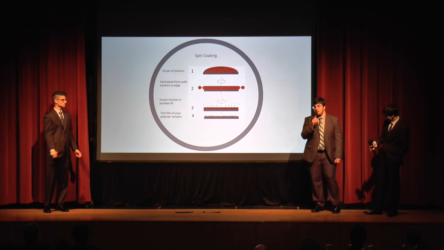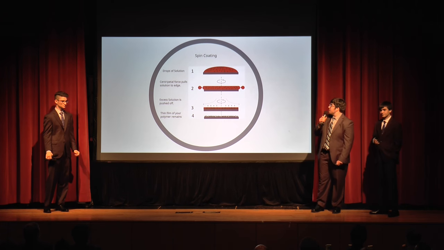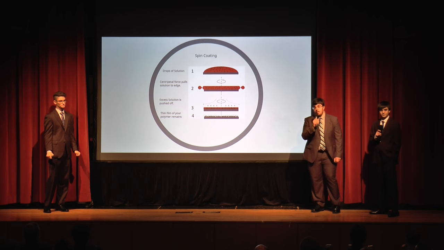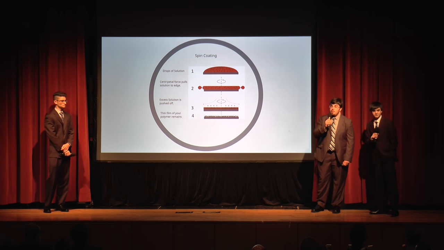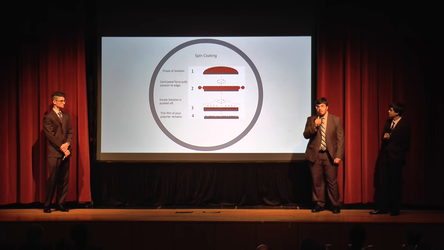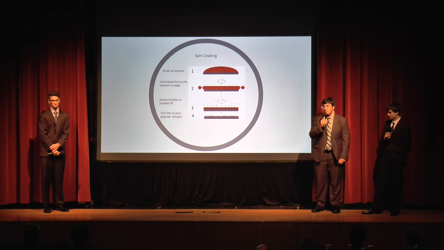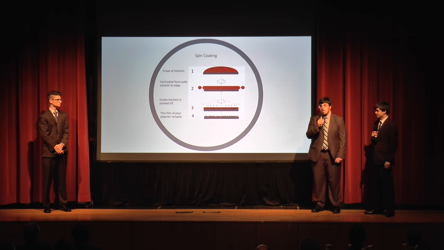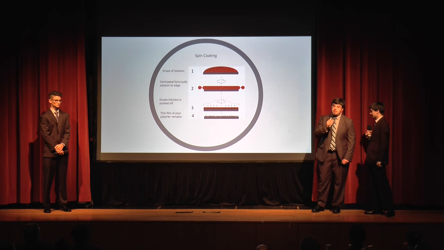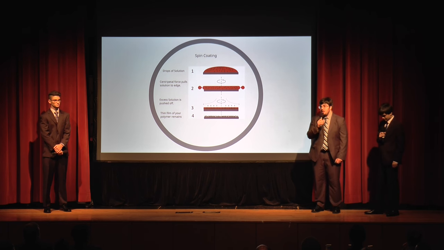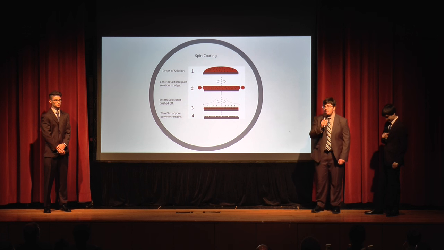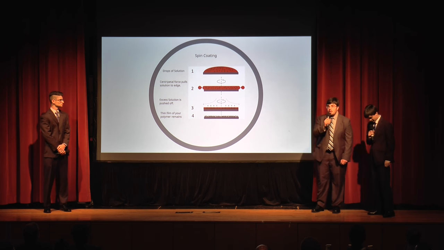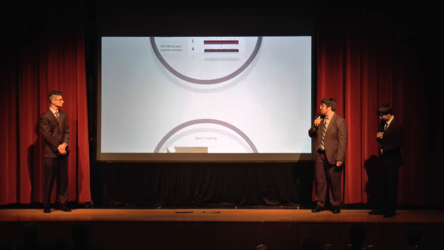So to produce these thin films, we use a process called spin coating. And how spin coating works is you attach a flat surface to a motor and you spin the motor at a standard speed of 3,000 RPMs, and you drop your solution, and as the flat surface spins, the excess solvent pushes to the side, and as it continues to spin, the remaining solvent evaporates, and you're left with a pure, thin film of your polymer.